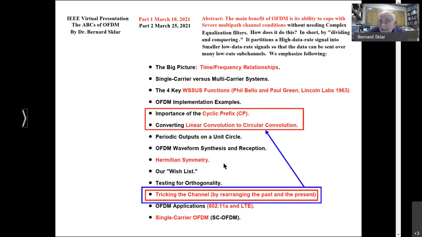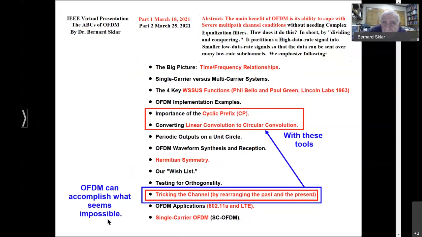And I think that for me, the most exciting part of what the magic of OFDM is all about is that it can trick the channel. How does it trick the channel? OFDM can accomplish what seems impossible. It rearranges the past and the present. You know why that seems impossible?